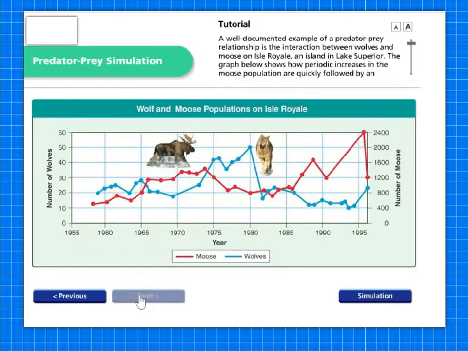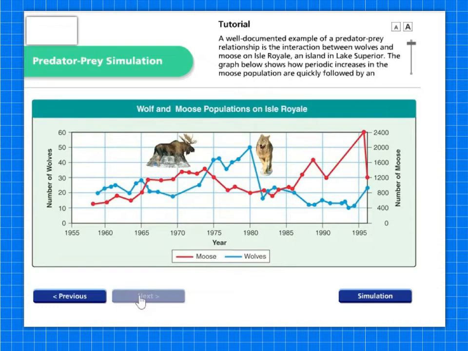Now this is an actual graph of real numbers, and this is in Isle Royal, an island in Lake Superior, and it shows the periodic increases in the moose population, quickly followed by an increase in the wolf population. As you can see, it's not as cyclical as the simulation, and that's because other factors might come into play.